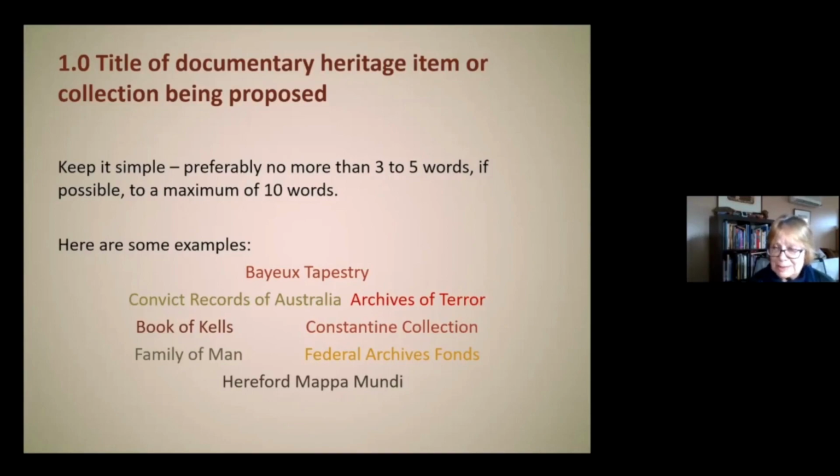And there's a few examples there of the kinds of titles that are easy to remember, catchy. People will reduce it to that anyway. So try and think of a short framing for your nomination.